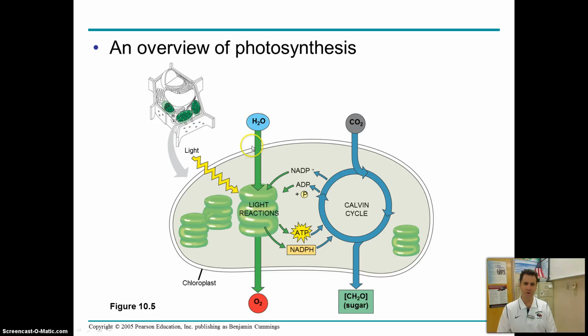Here's the quick overview. Water enters for the light reactions. It gets split, and the electrons are used to excite and move down an electron transport chain, you'll see, just like we saw in the mitochondria. The oxygen is given off. Those electrons are used to form NADPH and create ATP, both of which go to the Calvin cycle to take a bunch of carbon dioxides and combine them together to make sugar.